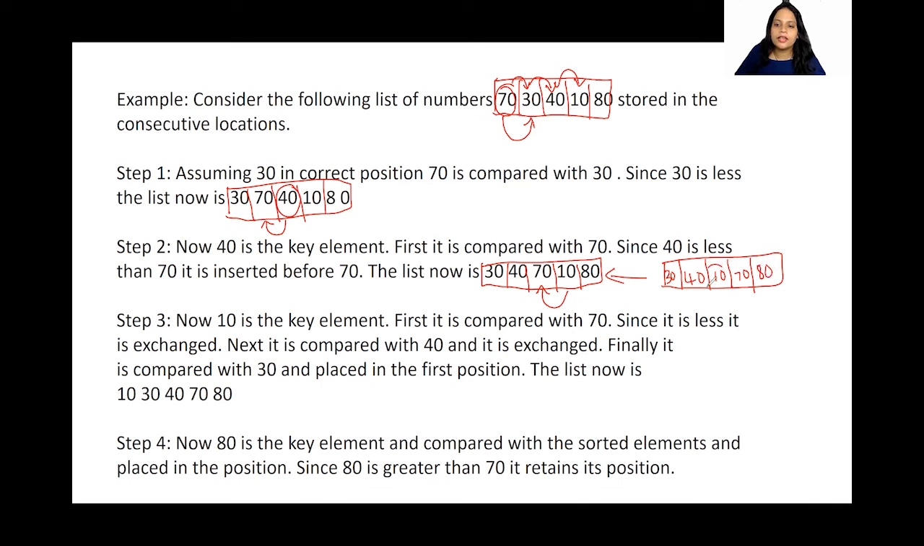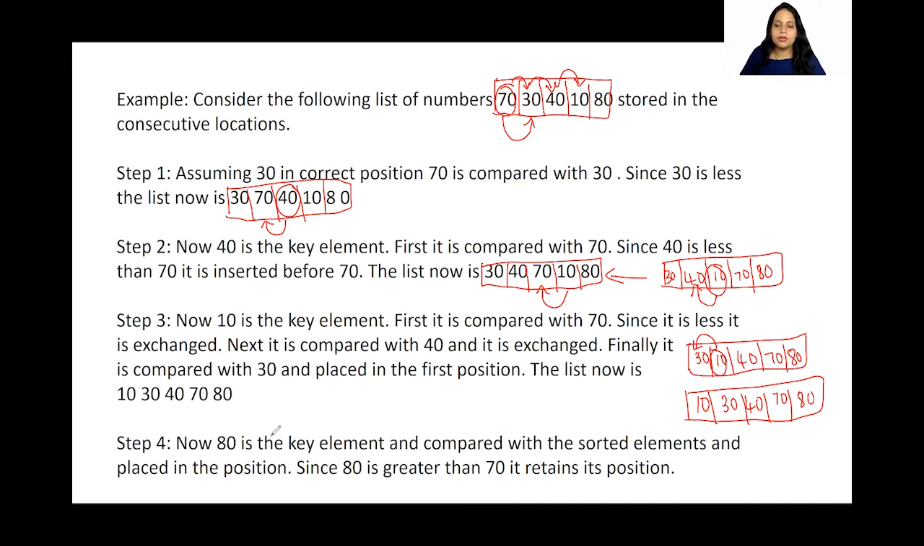Now after that, again, this 10 is compared with this. Since this is less, again, it is going to be moved. So what is going to happen now? 30, 10, 40, 70, 80. Now again, I'm going to compare this 10 with 30. Since it is less, again, I'm going to move it to 10, 30, 40, 70, 80. Right. So finally, I'm going to get this. Since 10 has moved here, there is no more comparison to be done. So this is my final array for this particular step.